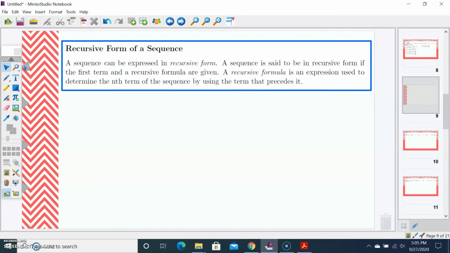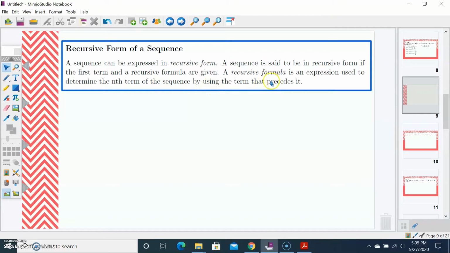So what is the recursive form of a sequence? A sequence can be expressed in recursive form. A sequence is said to be in recursive form if the first term and a recursive formula are given. So dalawa yung requirement dito, no? Kailangan meron kang first term, alam mo yung first term mo, at dapat alam mo yung recursive formula ng sequence na yon para malaman mo yung mga susunod na terms.